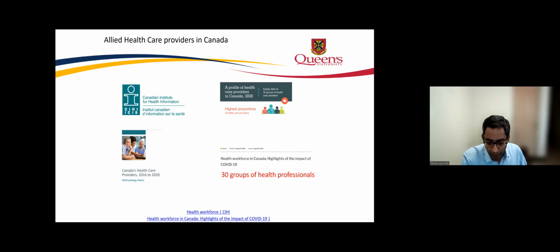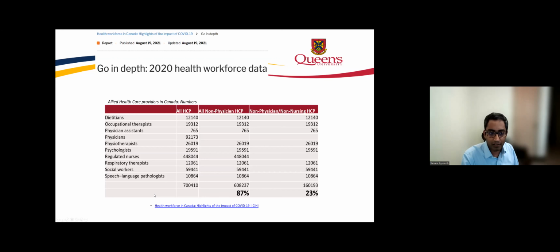As part of the studies, we tried to look at the proportion of non-physician healthcare providers within our healthcare system. CADTH keeps track of this data, and they have multiple categories of non-physician healthcare providers, over 30 groups of health professionals categorized based on their profession and discipline. This information is provided on their website, and the hyperlinks are available at the bottom of the slides.